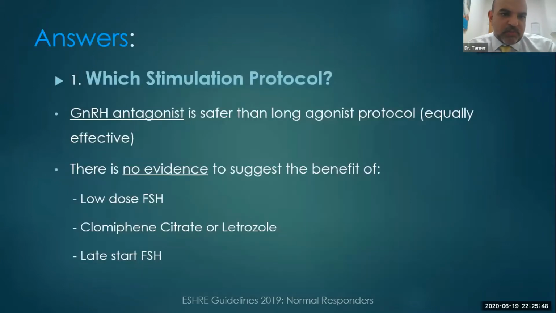So the answer to the first question, which stimulation protocol, the summary is yes, use the antagonist because it's safer, not because it has a higher pregnancy rate. And there is no evidence that you should use any of the other tactics: the low dose stimulation, the clomiphene, letrozole, or a late start.